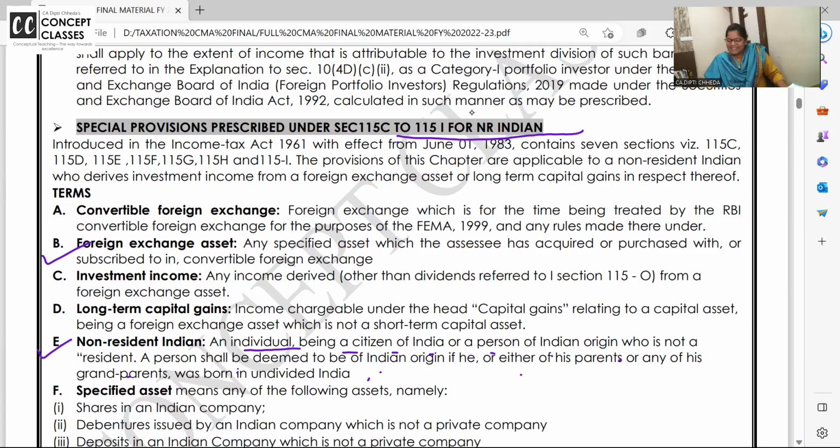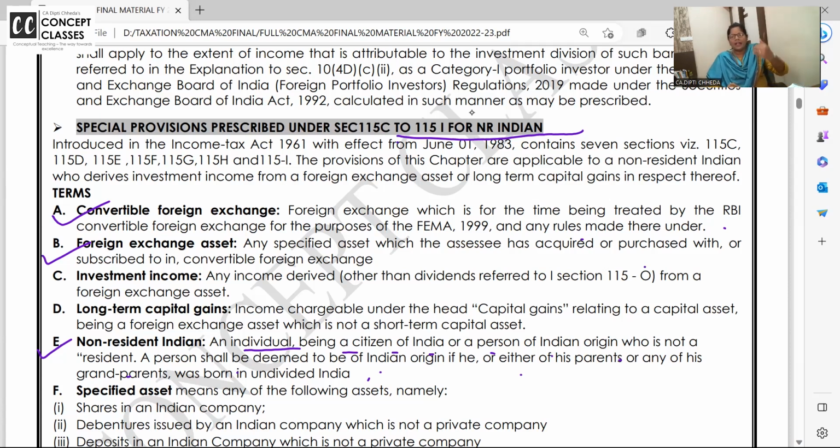We call it asset, dear students, but these are investments. He has made certain investments, okay, in convertible foreign exchange, means in the foreign exchange, dollars or foreign exchange, which is for time being treated by RBI as convertible foreign exchange. So convertible foreign exchange is any other currency other than rupees. So dollars have come into India. He did a good work.